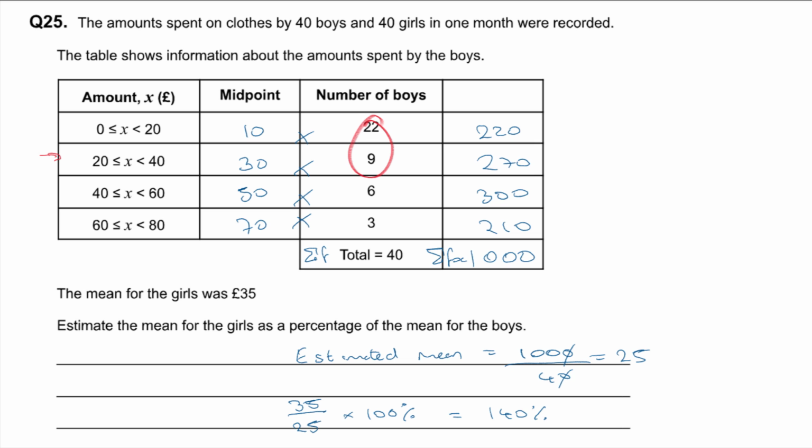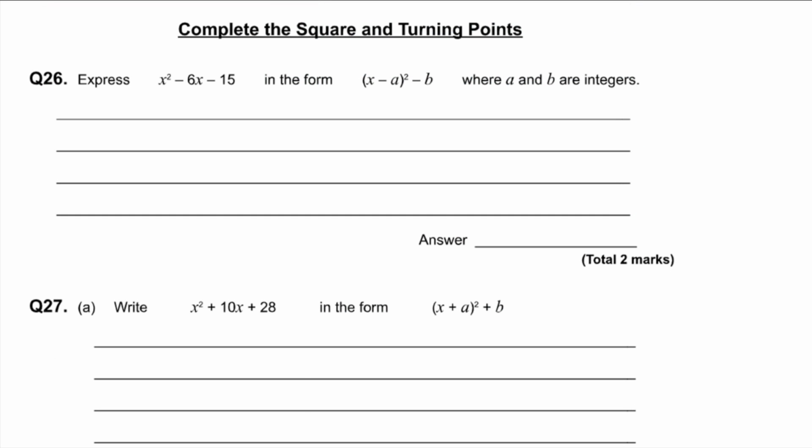Okay, so the girls' mean is 140% of the boys' mean. That makes sense because the girls have got more than the boys. So 25 times 1.4 is going to give you 35. Right? Cool. Next up, we're going to be looking at completing the square and turning points.